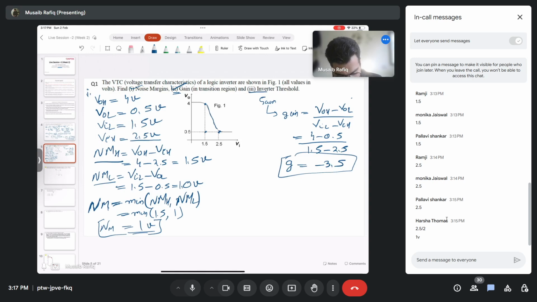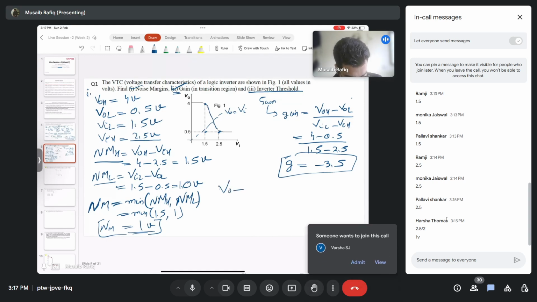Now the third part is inverter's threshold, that is basically this point where VO is equal to VI. So inverter threshold will be equal to, we'll use a piecewise linear approximation here as well. So we have V0 minus 4 equal to minus 3.5 times Vi minus 1.5.